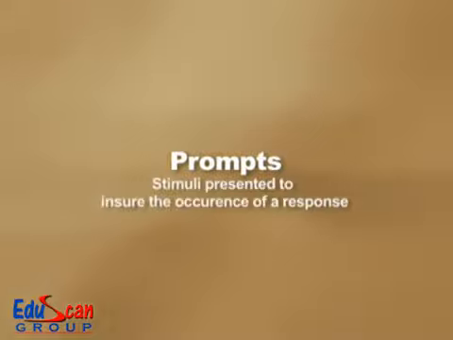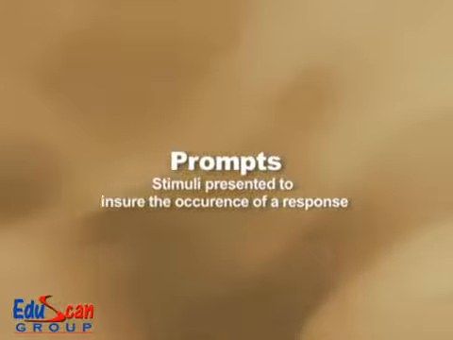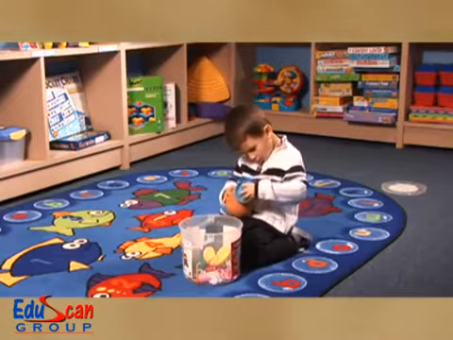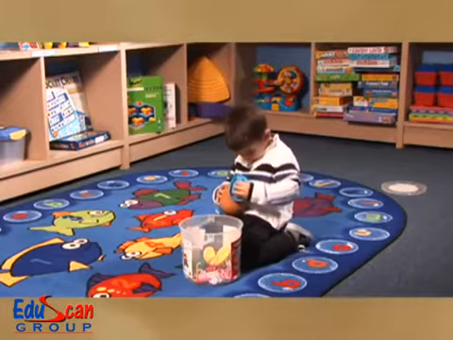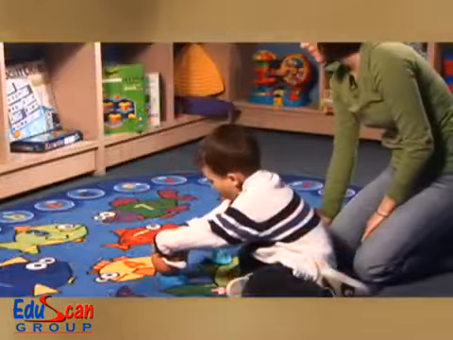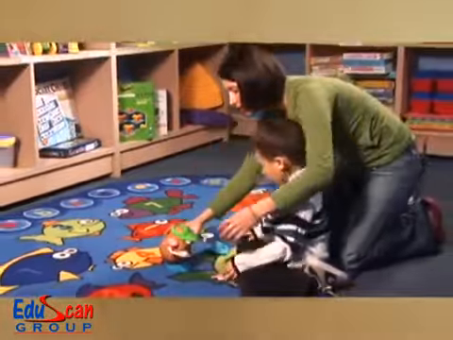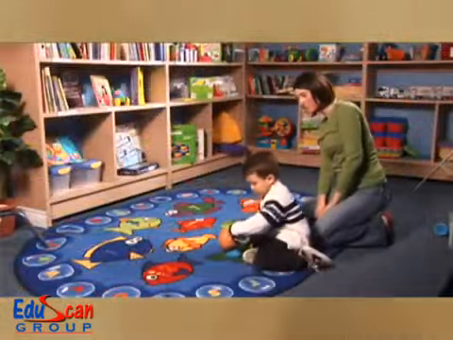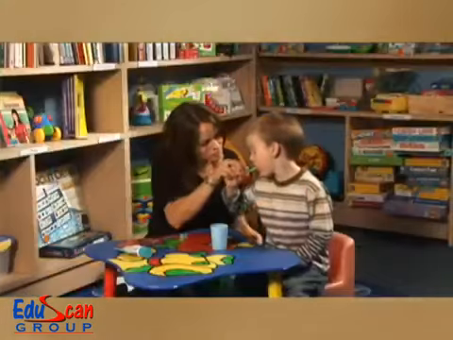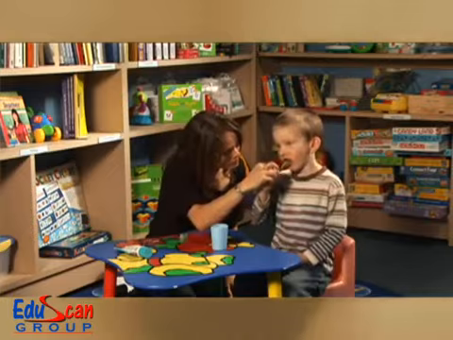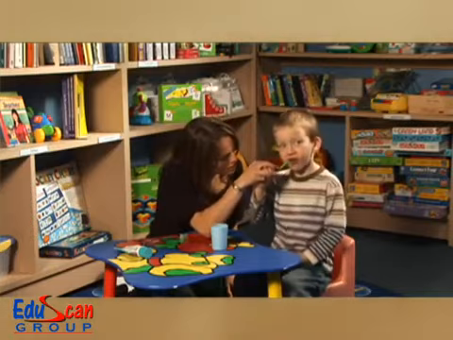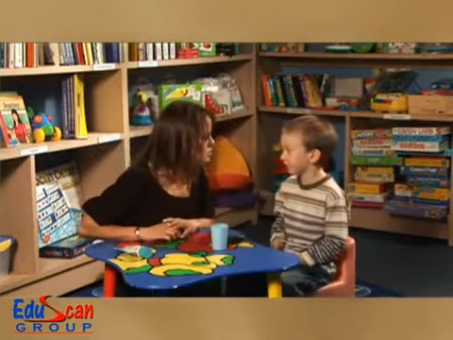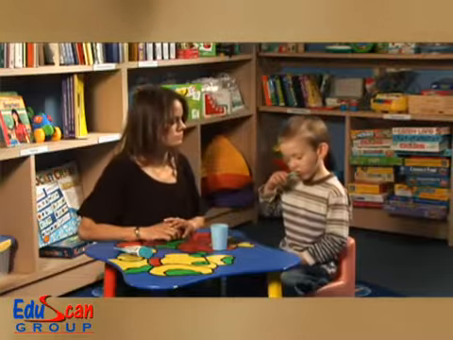Prompts are stimuli presented to ensure the occurrence of a response. In other words, prompts are cues that an instructor can use to make sure a child succeeds at a task. For example, when teaching a child to do a puzzle to put together Mr. Potato Head, the therapist can tap the correct space with a finger. This prompts the child to place a piece in the correct place. When teaching a child to brush his teeth, the therapist might physically guide the child's hand through the motion. This ensures that the child performs the correct action of brushing teeth.